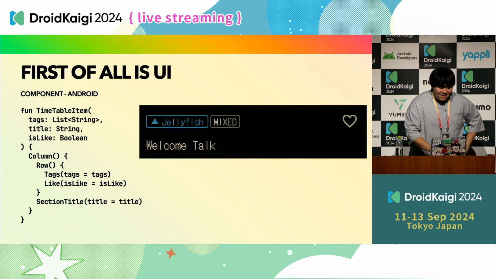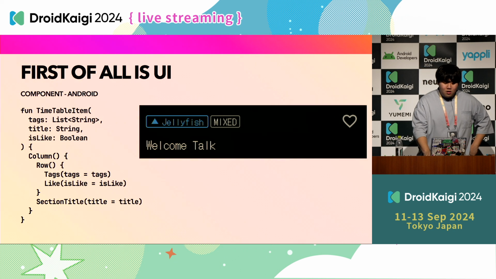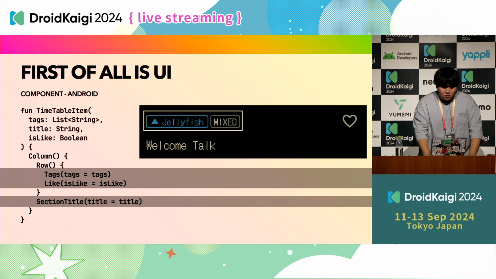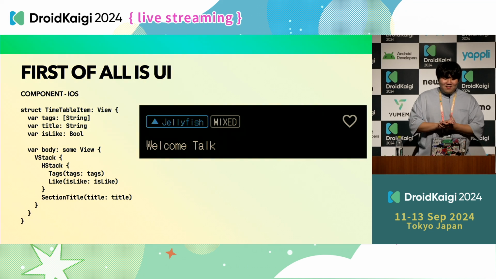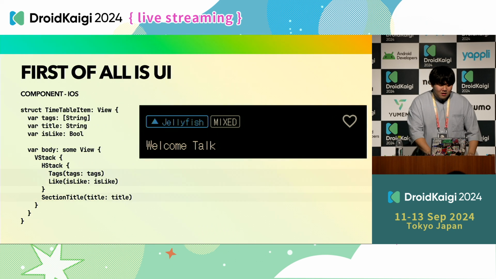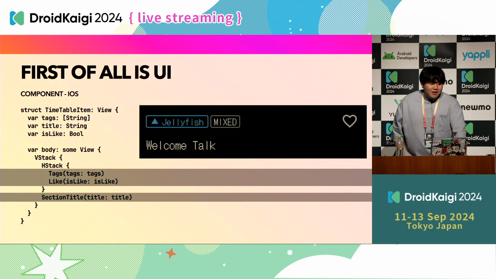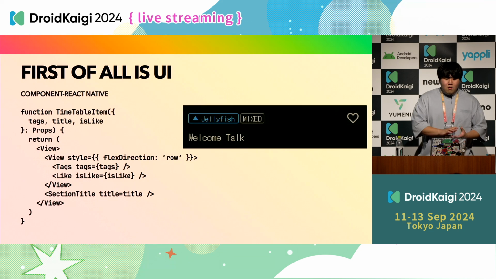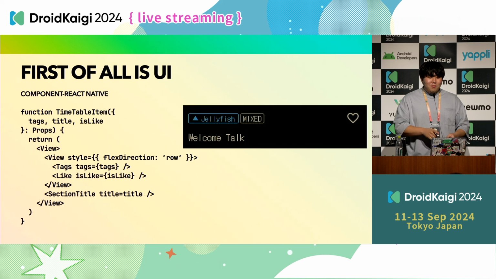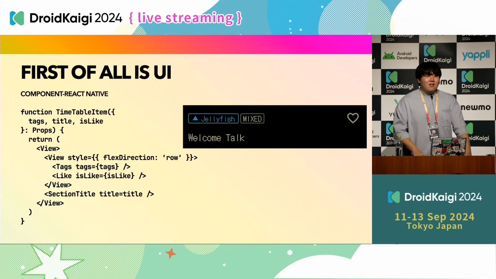Wait a minute. In SwiftUI, you can implement this screen in a similar way to what you see now. Although there are some slight differences, the use of components such as text, like, and section title is almost identical to that in Compose. Also in React Native, a mobile UI library that's based on React, you can also see components such as text, like, and section title being used to construct a single component.